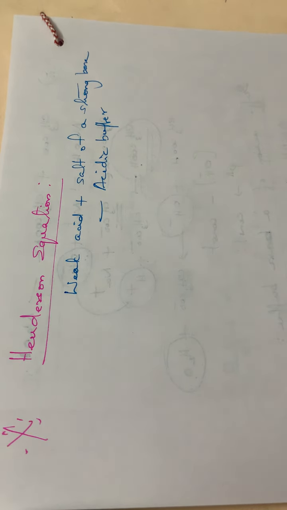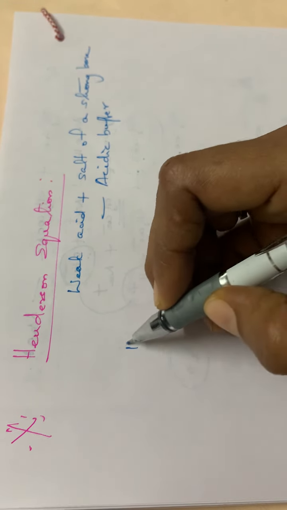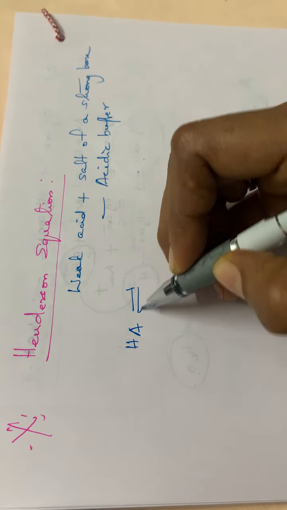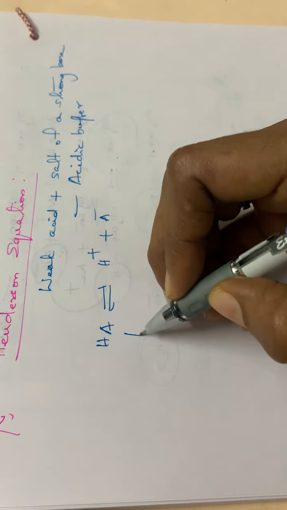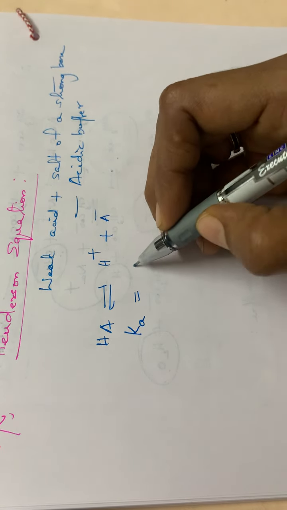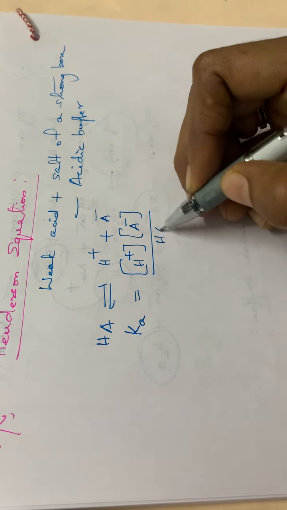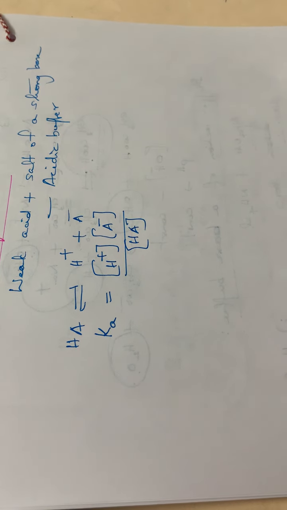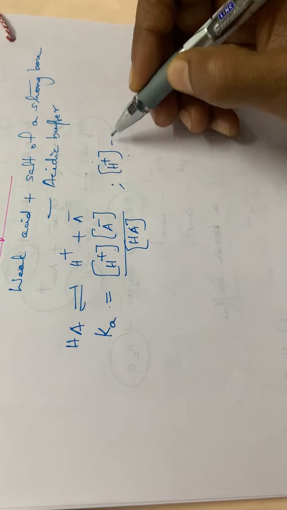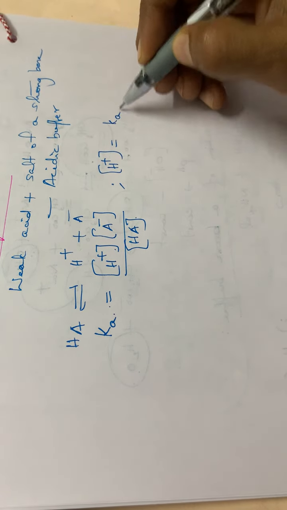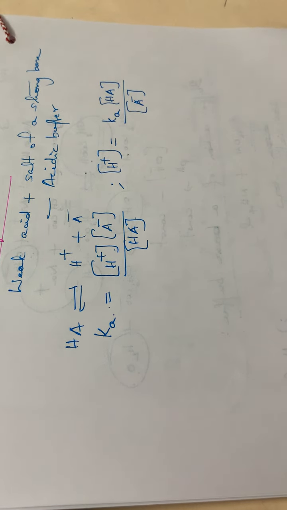Let the weak acid be HA, and it will be ionizing as H plus and A minus. So you have to write the dissociation constant of this acid. Ka is equal to concentration of H plus into concentration of A minus divided by concentration of HA. Then from this you have to find the concentration of H plus. So what is the H plus ion concentration? That will be equal to Ka into concentration of HA divided by concentration of A minus.